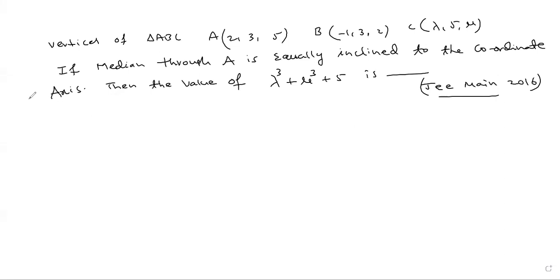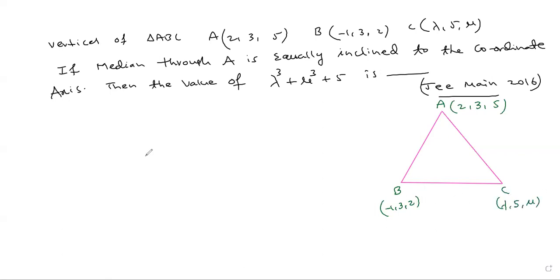The question based on triangle ABC completely depends on median. Okay, what are the vertices? A is given as (2, 3, 5), B is given as (-1, 3, 2), and C is given as (lambda, 5, mu).